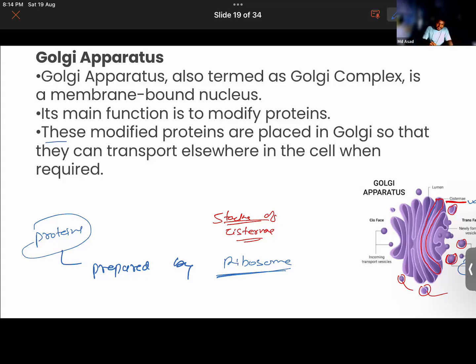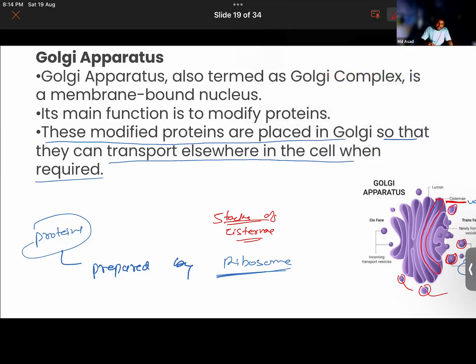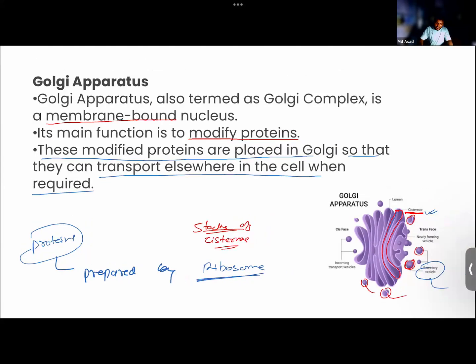So as it says here, these modified proteins are placed in Golgi so that they can be transported elsewhere in the cell wherever required. So the main function of Golgi bodies, Ahmad and Arhan, is simply to modify the proteins. Remember it. Okay, and it is a membrane bound organelle. With this much discussion, let's move ahead.